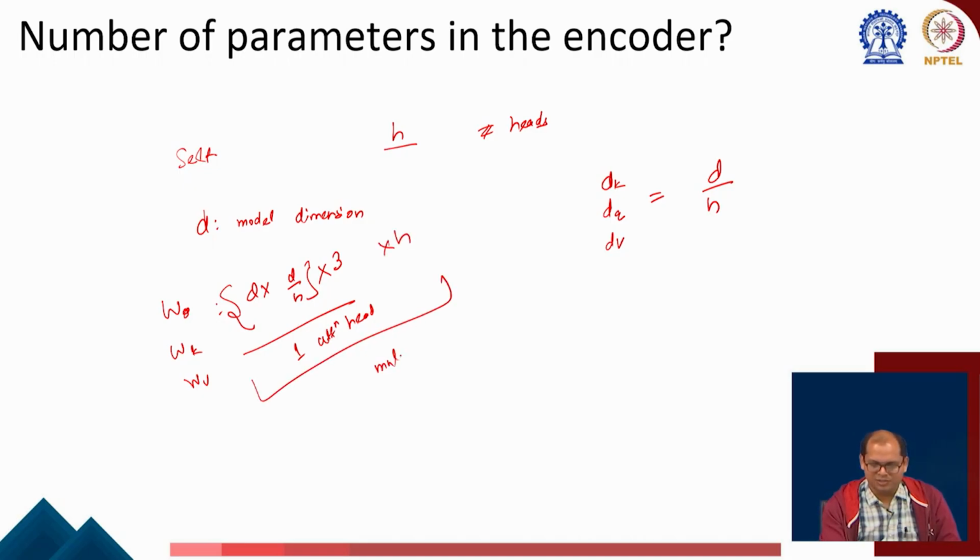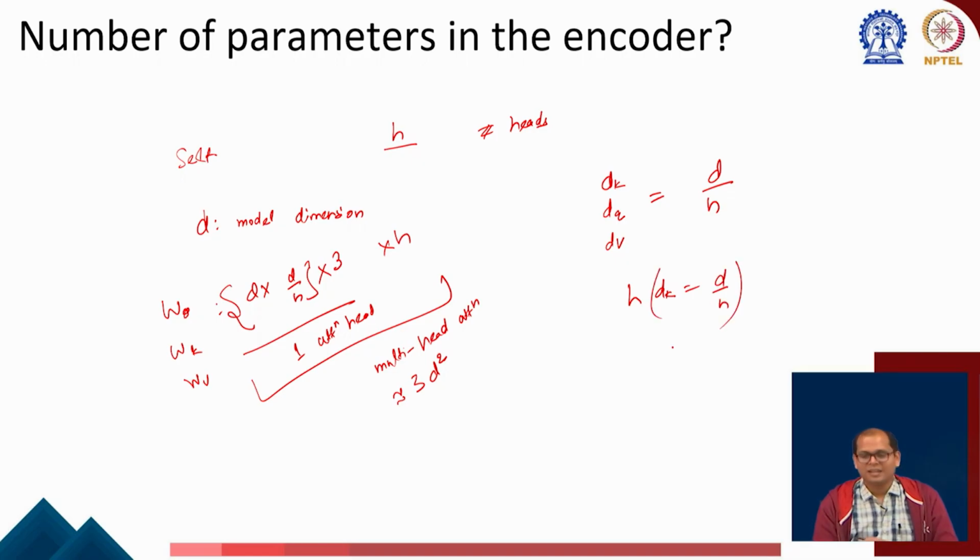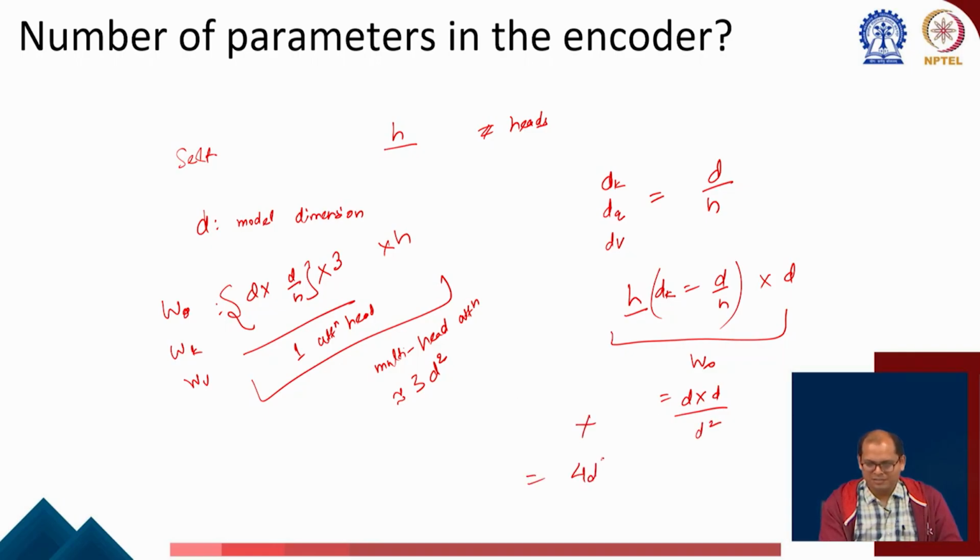So this is for multi-head attention, right? And this comes out to be 3D square plus the output, that is H times dimension of V, that is D by H. This you project back to D dimension by using the WO matrix. So this will be H times D by H, times D. So this is also D cross D. Okay. So that means 3D square plus D square. So you have 4D square parameters for your self-attention.